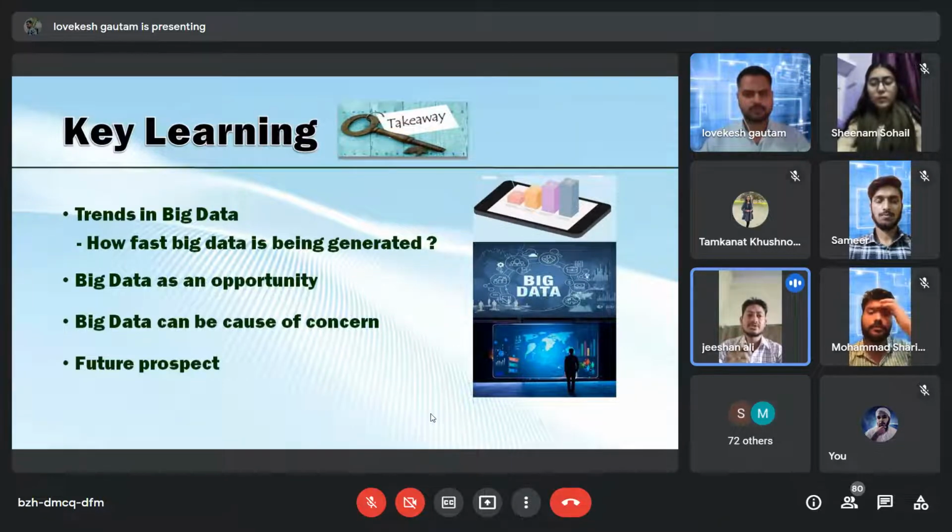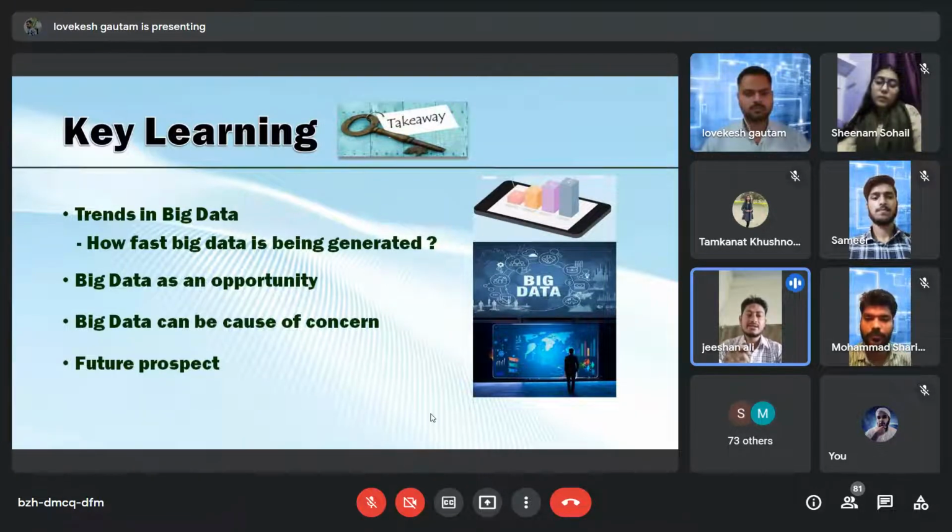Now, finally, we have future prospects of big data. The volume of big data is continuously increasing, and therefore it is expected that more and more companies will adopt big data analytics, and it will give rise to new technologies, and hence it will boost overall economic growth.